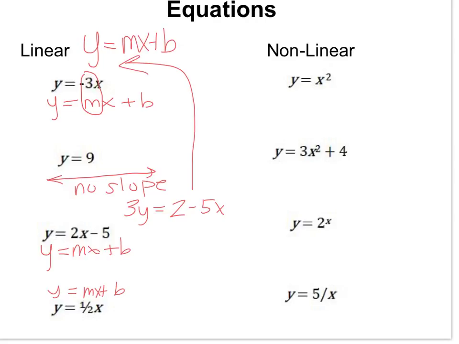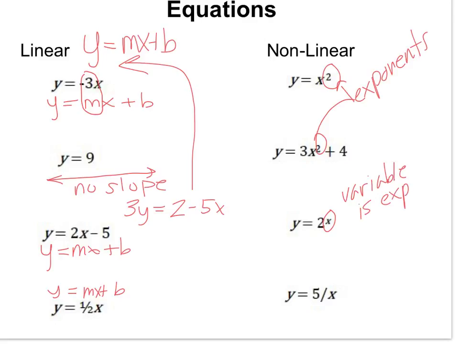Nonlinear. We're looking for these exponents. We don't like the exponents, or the x's, the variables, to have exponents. So we're looking for those, no exponents. If the variable is the exponent, we don't like that. Or if this one, I'm going to rewrite this so it looks a little different, 5 divided by x, we don't like those x's to be on the bottom. Okay? They can't be divided by those variables.